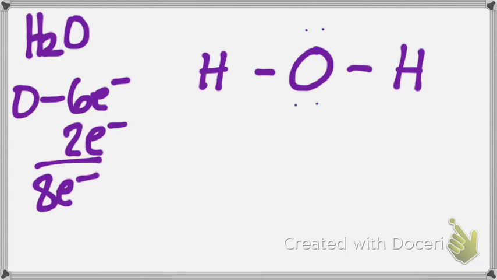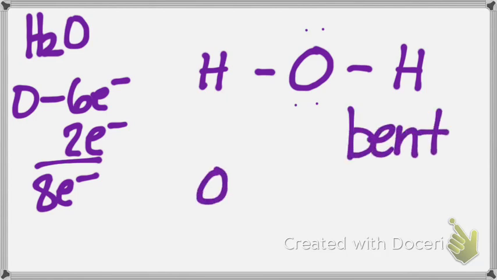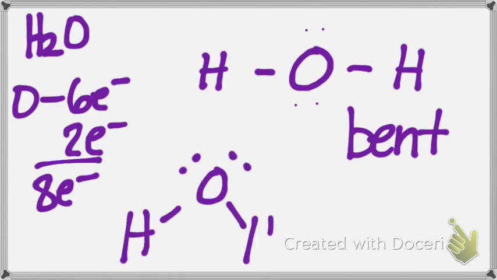But we're going to redraw this, because when we go look at our chart, if we have 4 areas of electrons around there, or 4 areas of electron density, we have 2 bonded, 2 lone pairs, but still a total of 4. So go find 4 electron groups with 2 lone pairs and tell me what that shape is. It's bent. So I want you to redraw that when it's bent to be like this, so that you get used to seeing what water looks like.